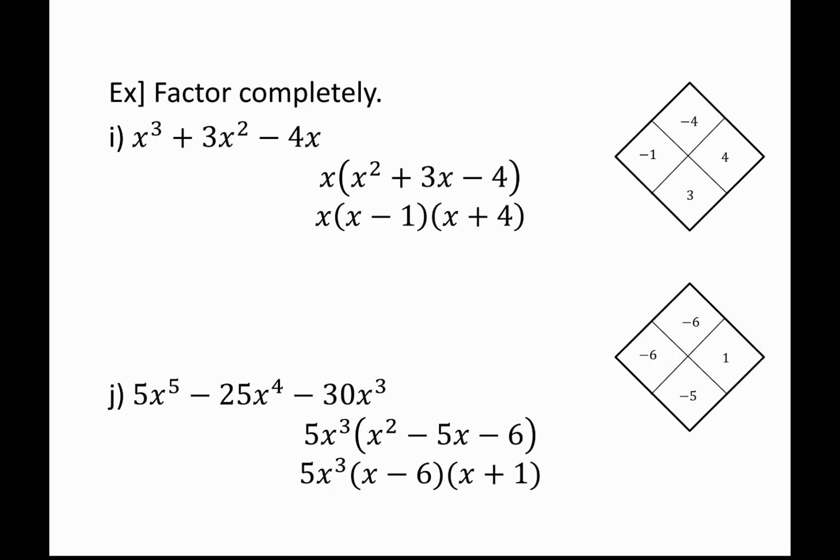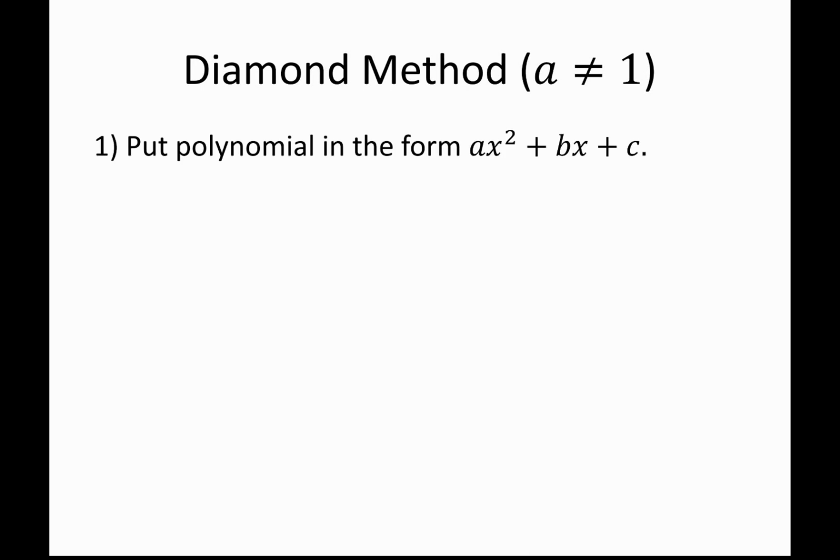Okay, now let's do the diamond method when a does not equal 1. So we have a non-trivial leading coefficient. That's this value right here. Okay, something other than 1. What do we do? Well, we still can use the diamond method, but there's going to be a subsequent series of steps that are associated with factoring by grouping. Okay, so here we go.